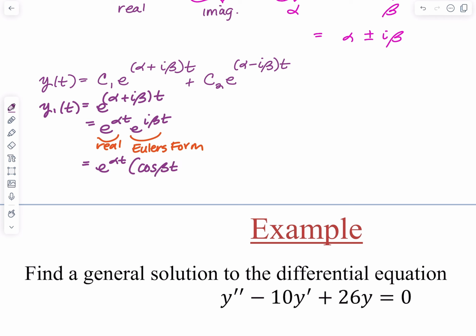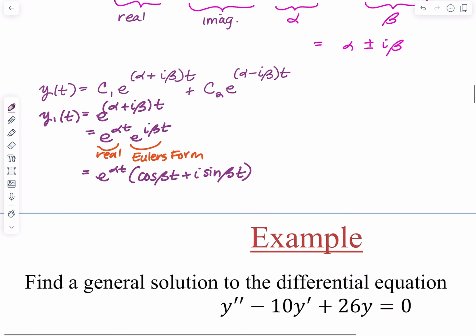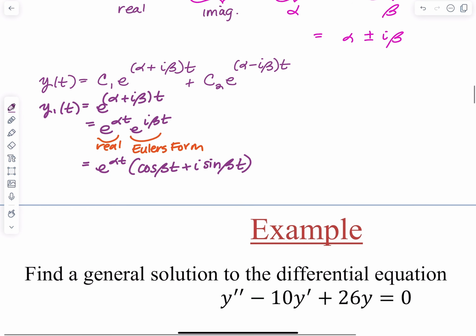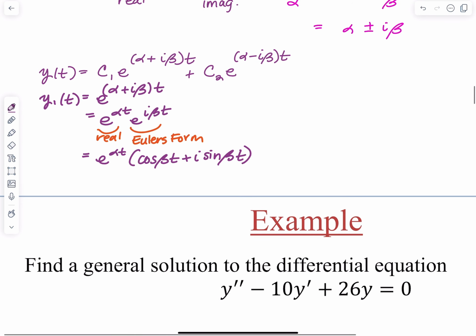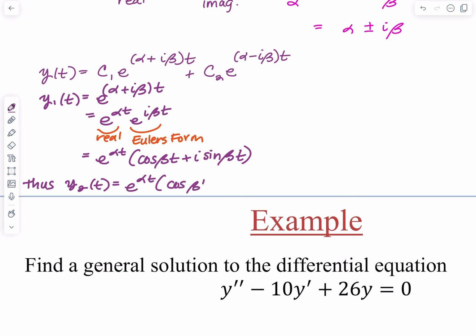Cosine of beta t plus i sine of beta t. You can remind yourself of Euler's formula, which means that we will have y2 of t equal to e to the alpha t, and this time we will have the cosine of beta t minus i sine of beta t. So in this case, we still have imaginary numbers.